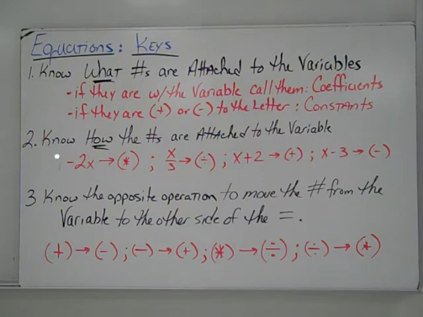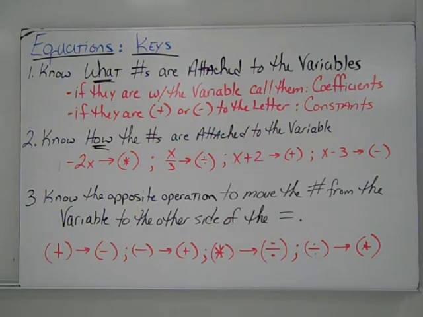For number 2, know how the numbers are attached to the variables. So in this case, we have multiplication. In this case, we have division, addition, and subtraction. So there are different ways that you can show this.